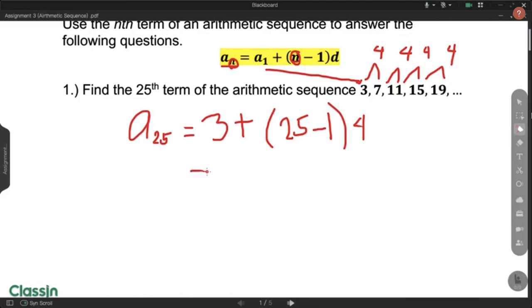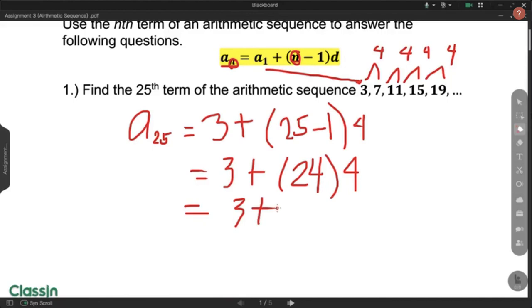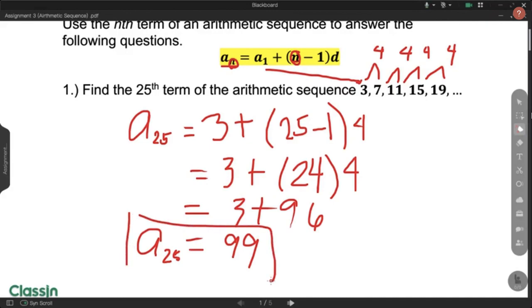Let's simplify. We have 3 plus 25 minus 1 is 24. And then you have 4 here. Okay, 3 plus 24 times 4 is 96. And 3 plus 96 is 99. Therefore, the 25th term of this sequence is 99.